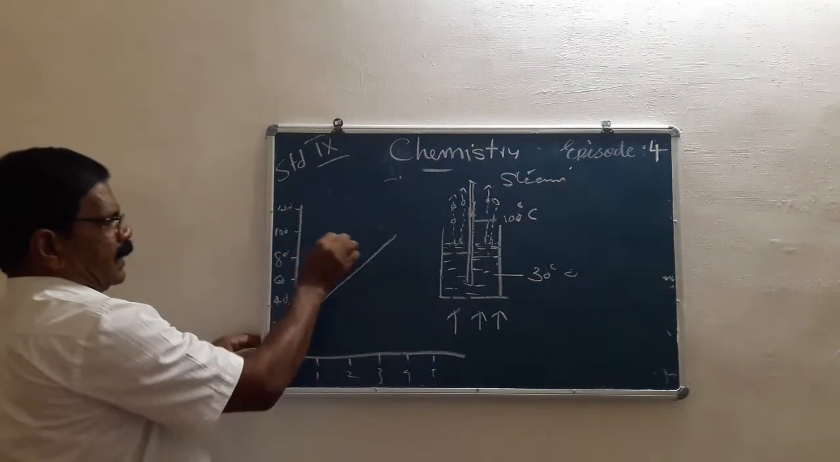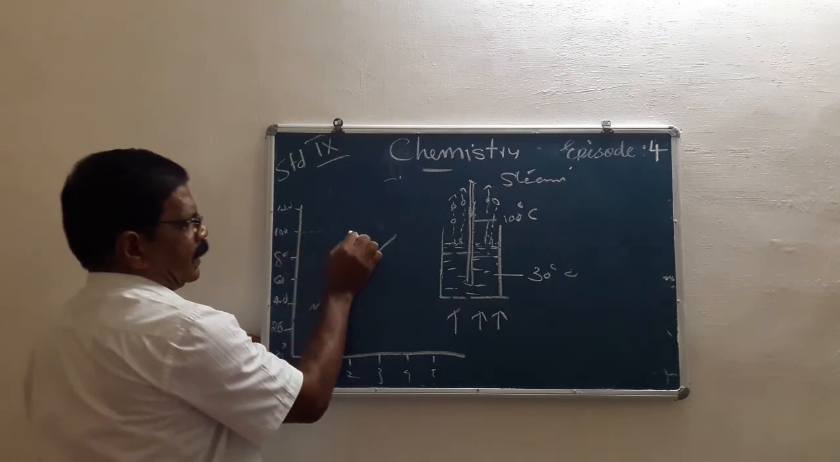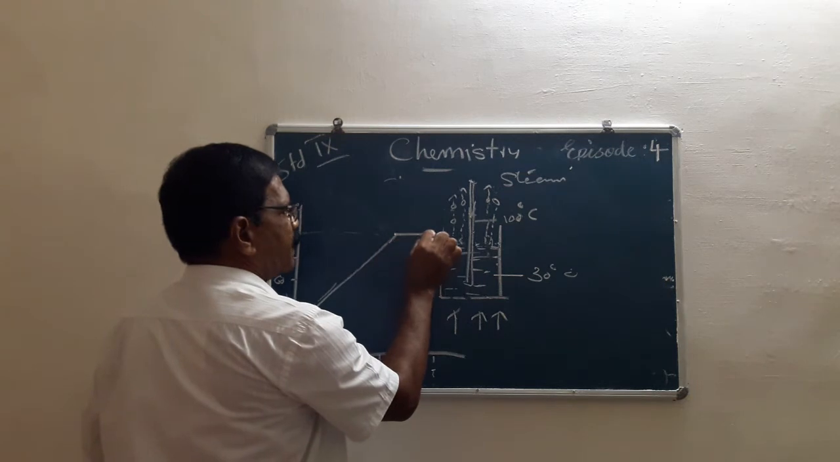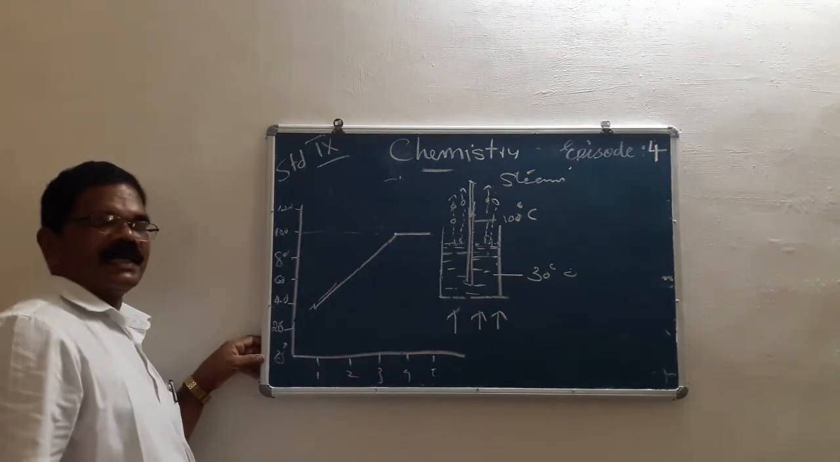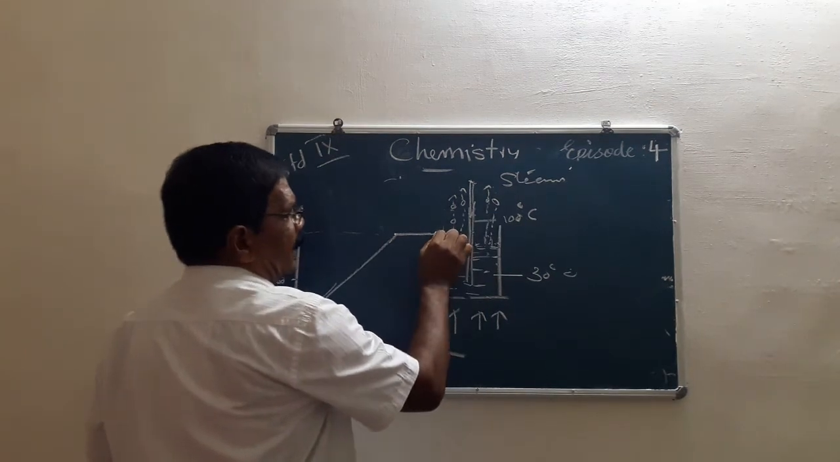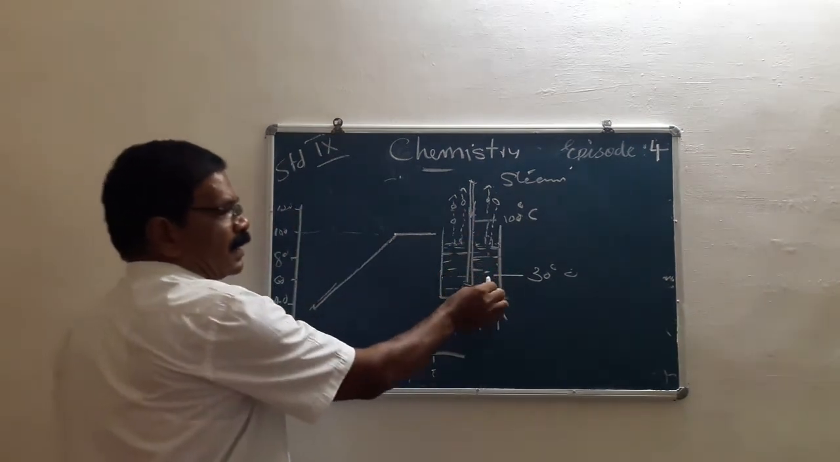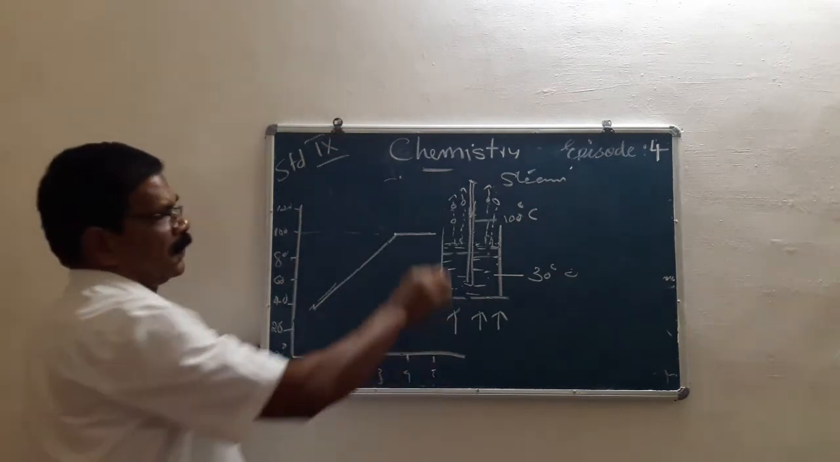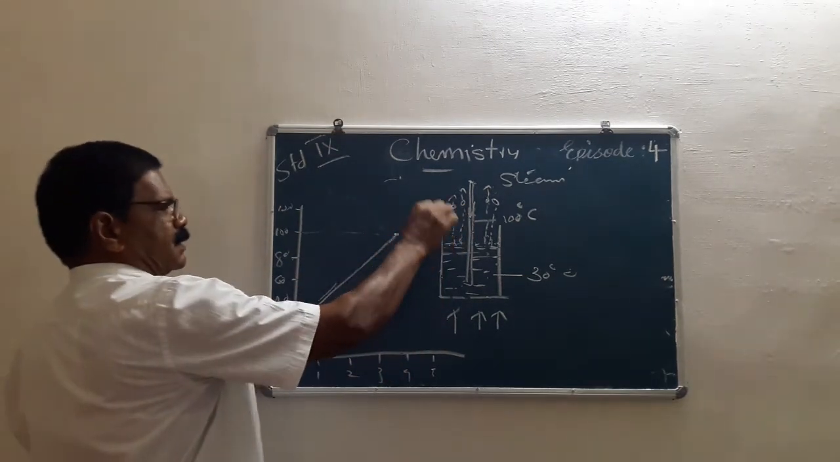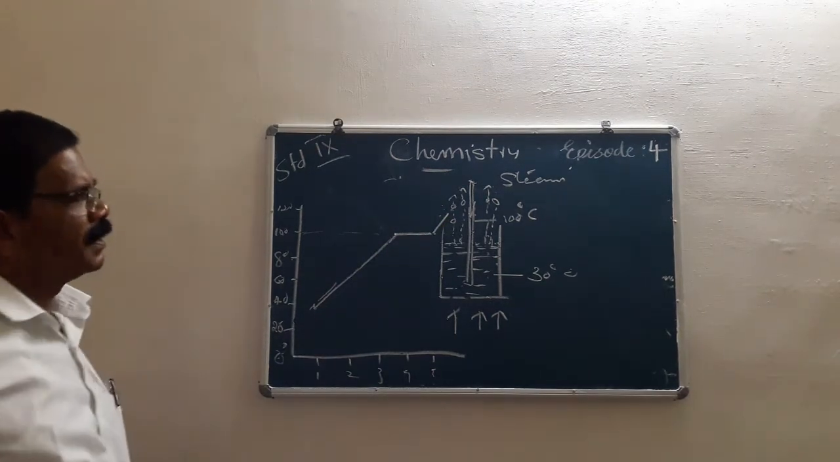Then in the graph we can see that at 100 degrees Celsius, there is no rise. At 100 degrees Celsius the temperature remains constant till all the water turns into vapor state. Then we can see there is a rise in temperature. Then what is the point here?